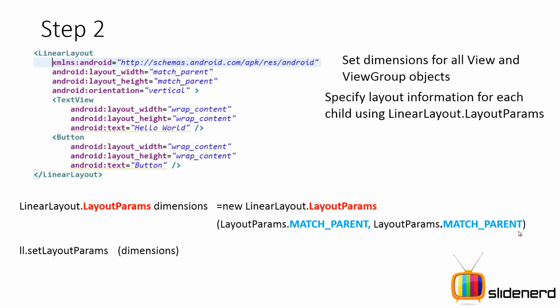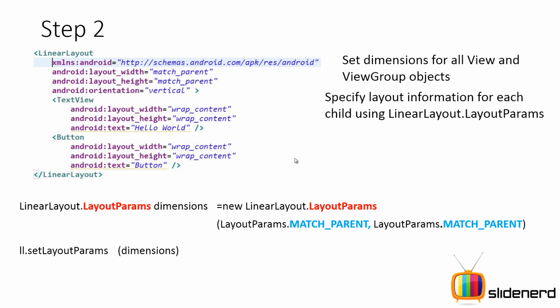Now remember, I have only defined the dimensions for the linear layout. You also need to define it for the text view and the button. So you can make another object, dimensions2, maybe dimensions3, or you can simply use the same dimensions, wrap content in both of them. And we can simply set them by saying the text view t.setLayoutParams and so on.